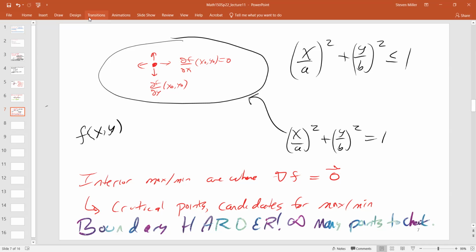You make no progress. Over here, if there's infinitely many points, unless I can find a way to check all of them efficiently and together, I'm going to be dead. So one possibility is maybe I can write the boundary as a function of one variable. And now I have a function of one variable and I can apply one variable techniques to check the boundary.